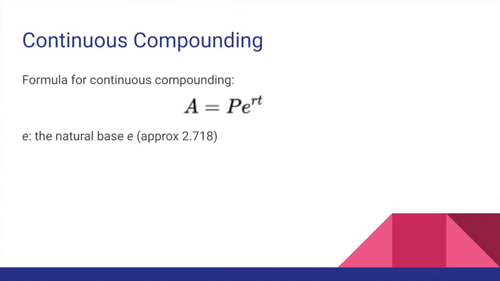So we have a new formula for it. A equals P e to the RT. Okay, this e is our natural base e that we just talked about. Notice that now the interest rate moves up to the exponent, and there's no longer an n because there is no number of times we're doing this per year. It's an infinite number of times per year. So our formula changes completely.